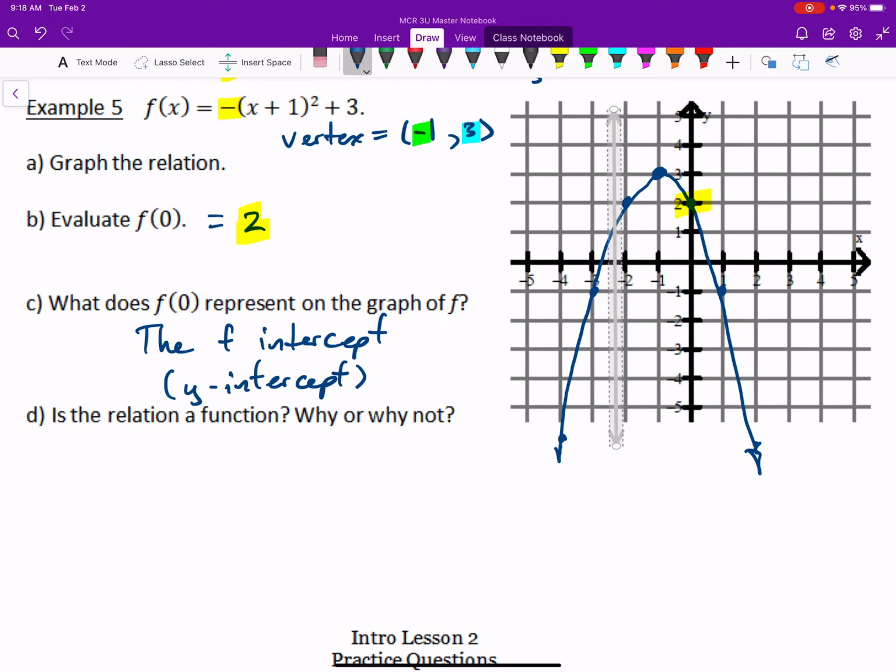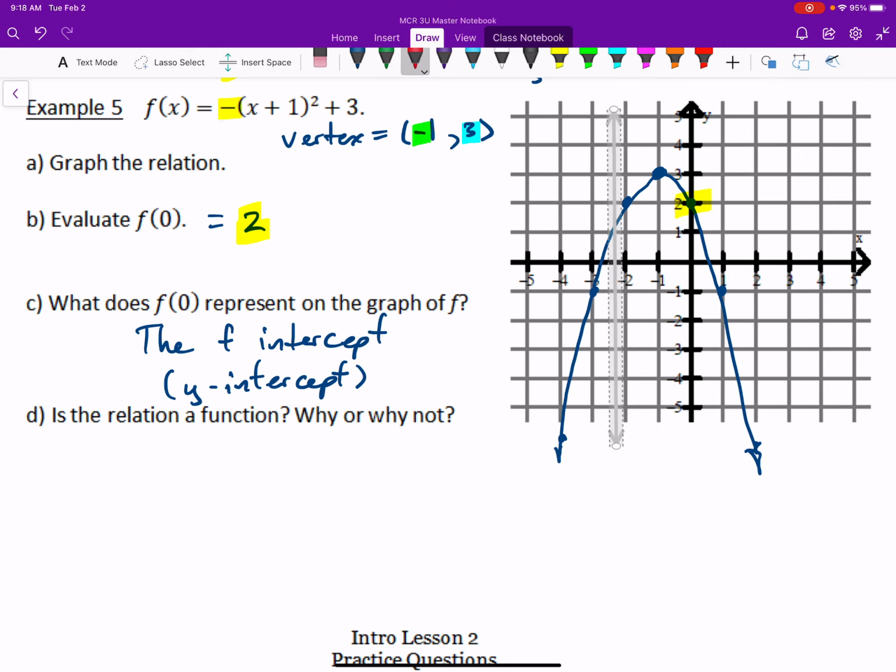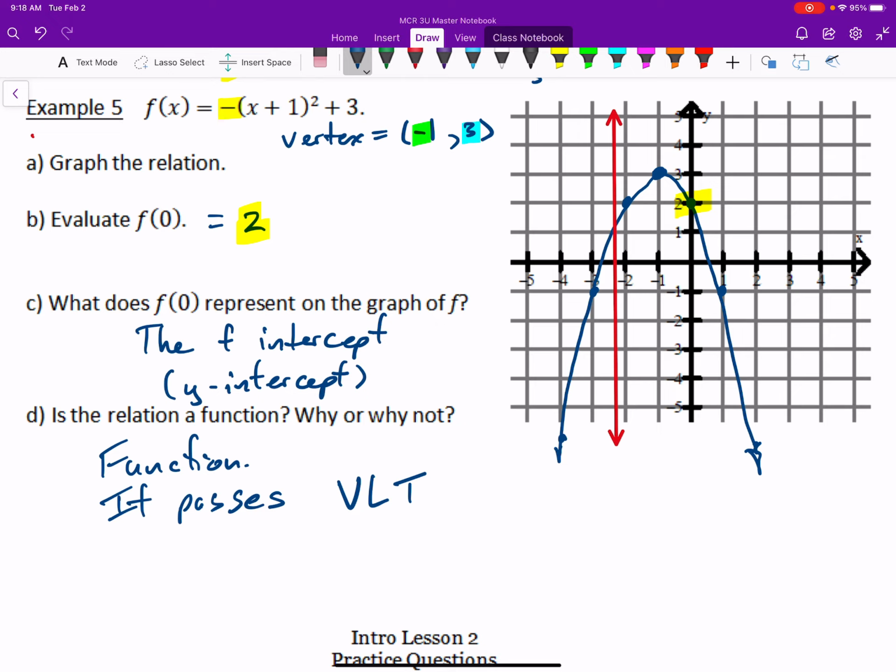Since the answer is no, it's going to pass the vertical line test, and it's going to be a function. So this is a function. It passes the vertical line test, which I write as a short form usually as VLT, vertical line test. Meaning again that each x value has only a single y value associated with it.